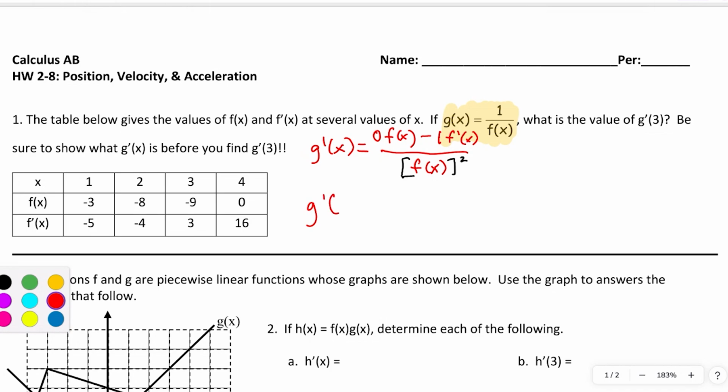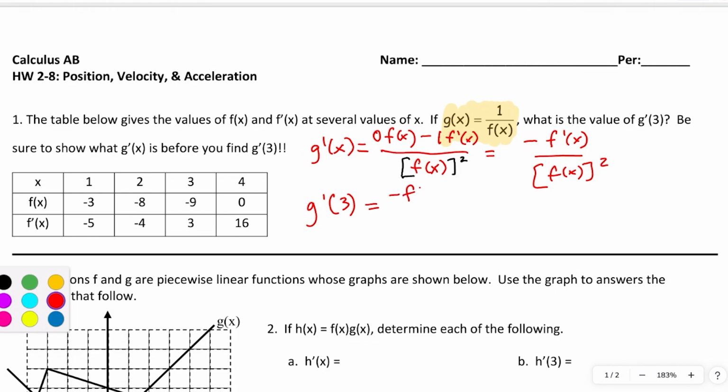So now I'm trying to find g prime 3. So I'm trying to evaluate this when x is 3. Before I plug in 3 here, I'm going to simplify this a little bit. 0 times f of x is just going to be 0, and 1 times the derivative of f is just the derivative of f. So we have the opposite, or negative, derivative of f over f of x squared.